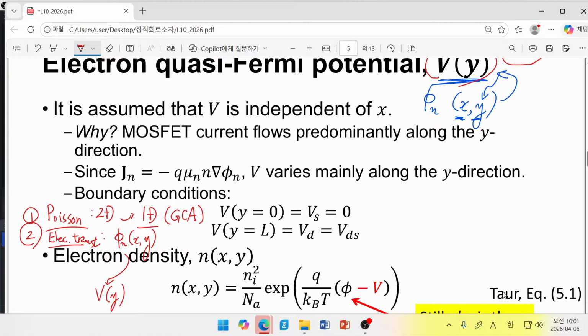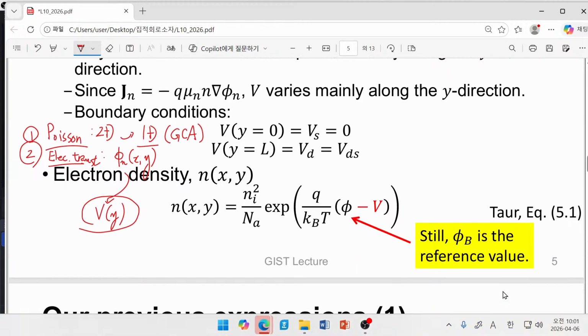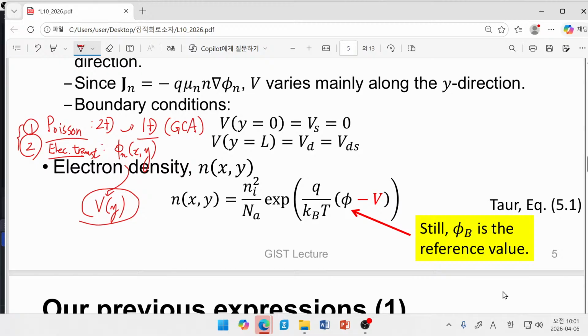So now we are allowed just a y-directional quantity, v of y. These are just to generate much simplification. The Poisson equation now becomes just an x-directional one. And now electron transport, electron movement, becomes just a y-directional one. Electrons are moving only in the y-direction, and our electron density calculation can be done only in the vertical direction.